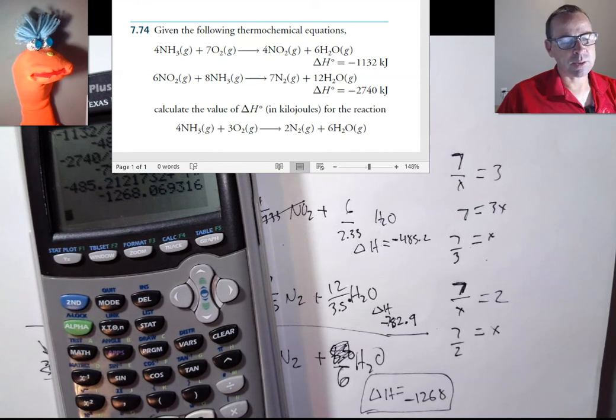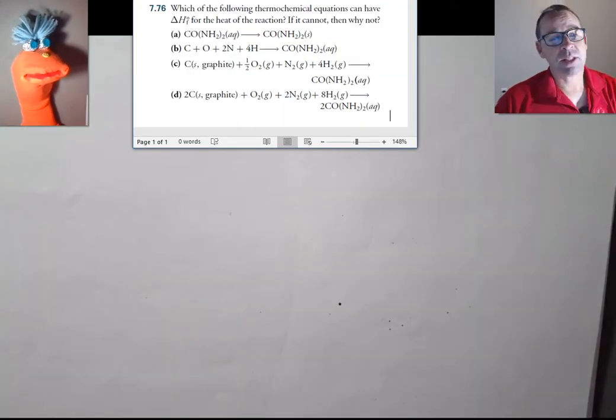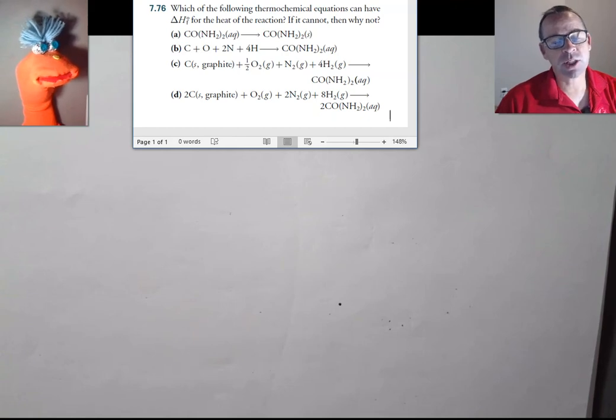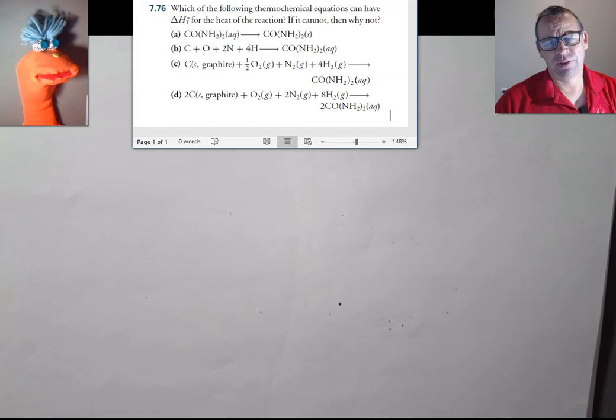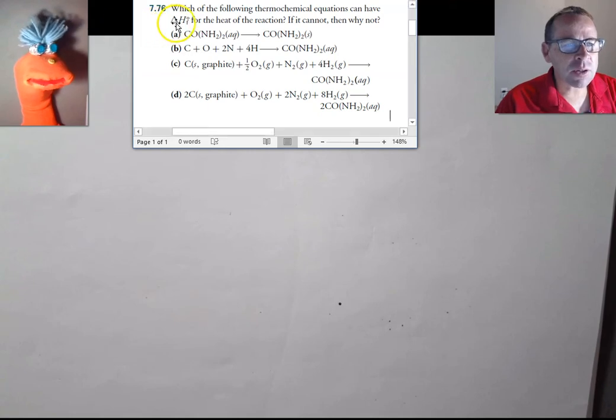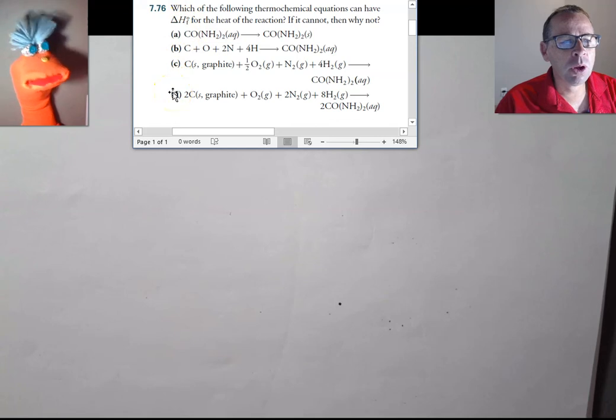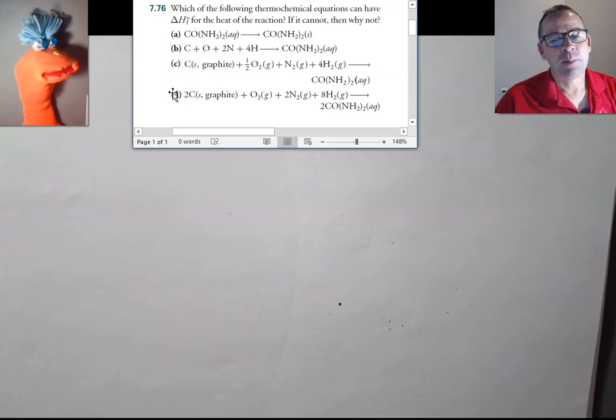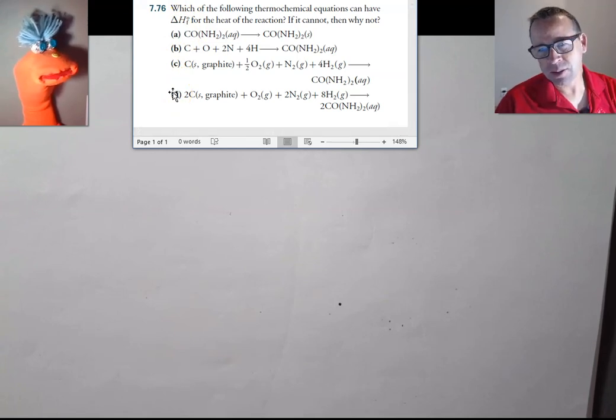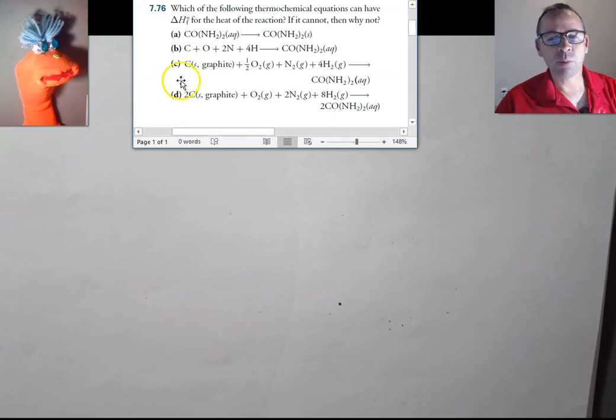So, next one. All right, so 776. Which of the following thermochemical equations can have a delta HF? What does that little f mean? What do you mean? See the delta HF here in the equation, the question. Oh, that F? I don't know. Remember, that's delta H of formation. Delta H of formation. A formation reaction. Do you remember what that means? Oh, when you make the chemical from its elements.